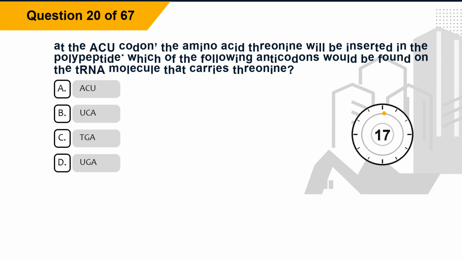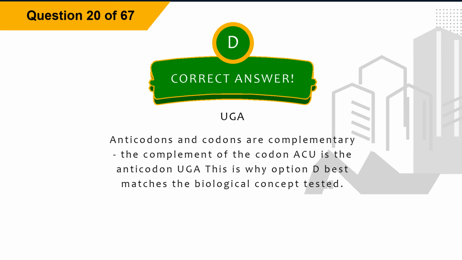Question 20. At the ACU codon, the amino acid threonine will be inserted in the polypeptide. Which of the following anticodons would be found on the tRNA molecule that carries threonine? Option A, ACU. Option B, UCA. Option C, TGA. Option D, UGA. The correct answer is option D, UGA. Explanation: anticodons and codons are complementary. The complement of the codon ACU is the anticodon UGA. This is why option D best matches the biological concept tested.